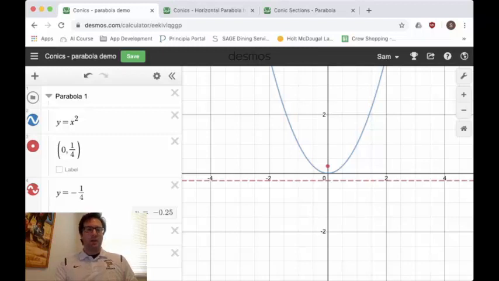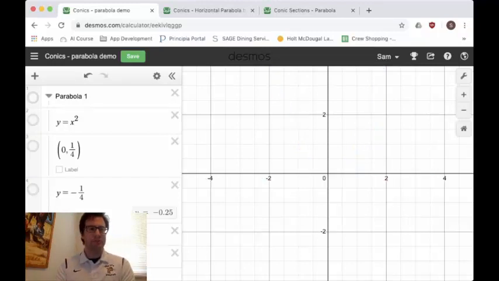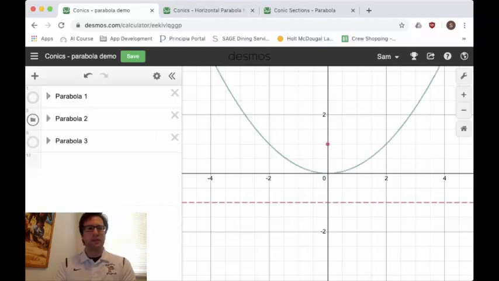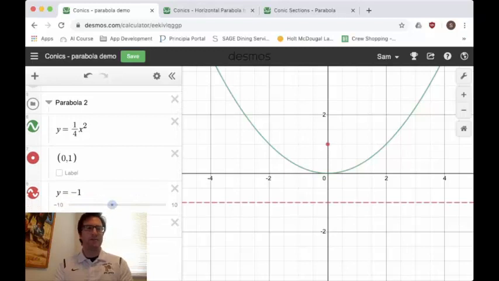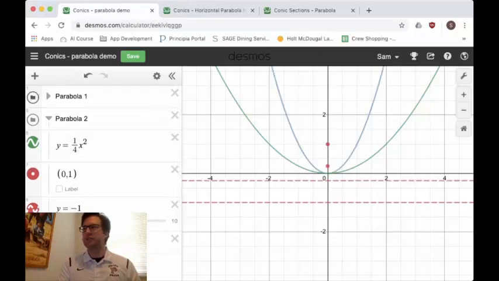Okay. So if we know an equation for a parabola, the way we find the focus and the directrix, I'm going to show you a different parabola. So this parabola, I now have the equation y equals 1/4 x squared. This parabola, now as you can see, it's a little wider than the original parabola. If I show them both together, you can see the first parabola is narrower, and also its focus and directrix are closer to it.